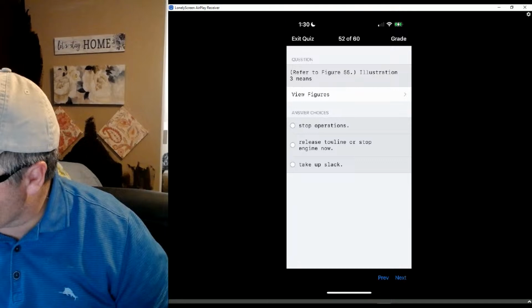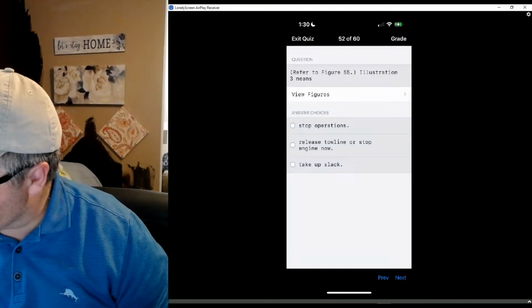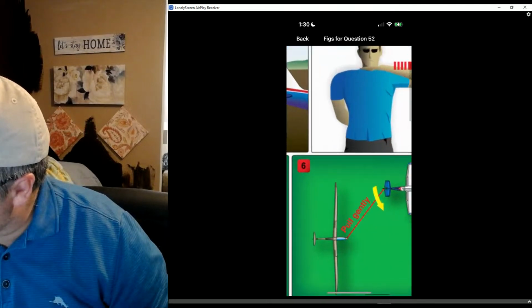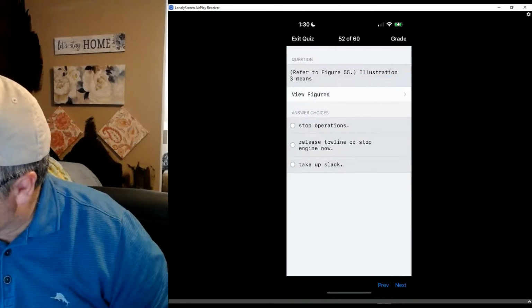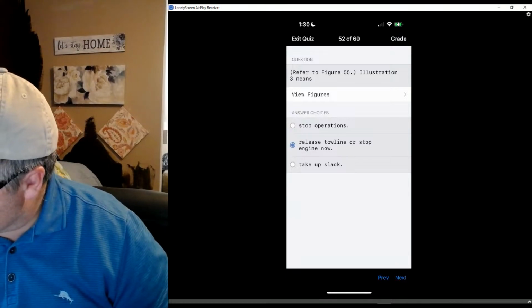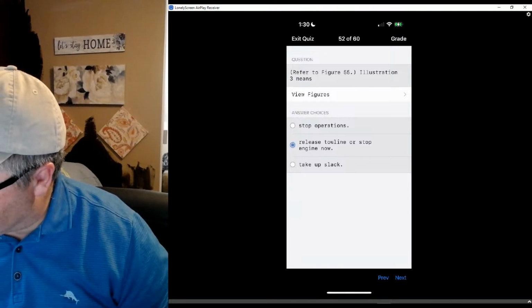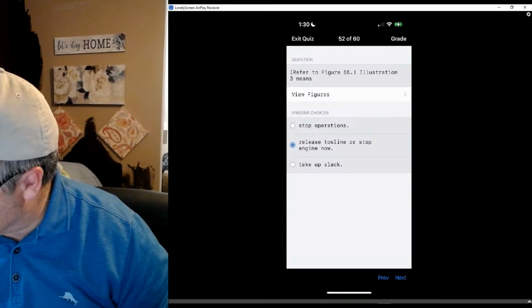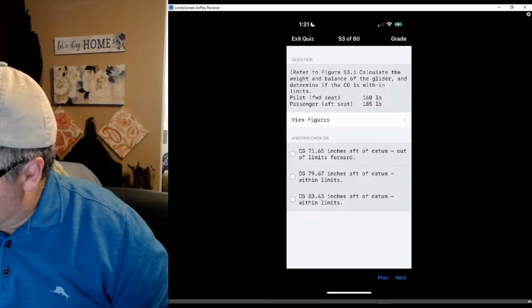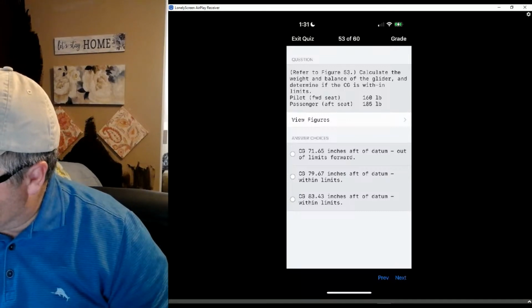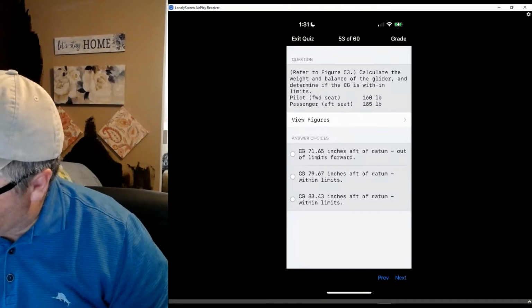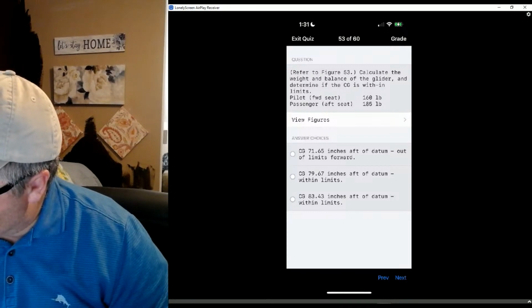Refer to figure 55, illustration 3. Cut, stop, release the tow line, or stop engine now. Okay, he's drawing across his neck. Stop, cut. Calculate the weight and balance of the glider and determine if the CG is within limits.